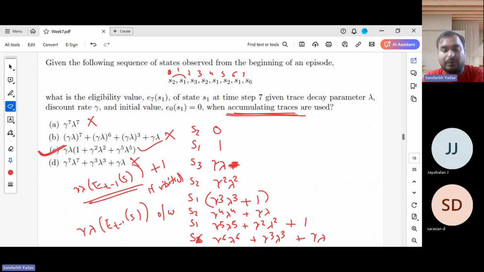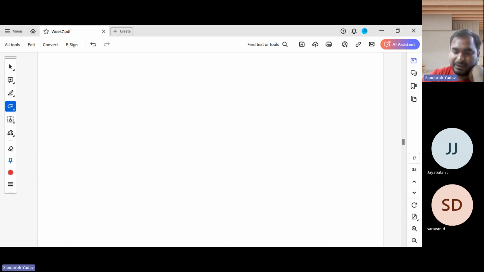So I hope you are able to understand this. These kinds of questions might be there in your exams. So you need to follow the step-by-step process and see where it goes. Also, you can generalize some kind of formula from here.